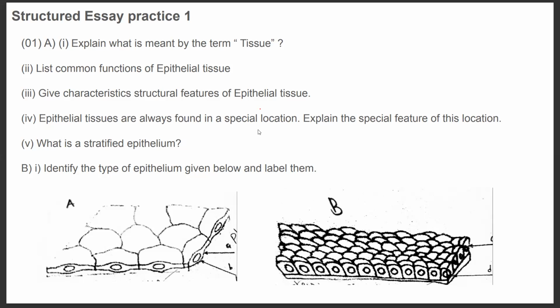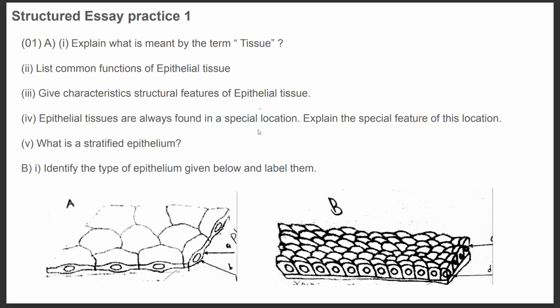Then give characteristic structural features of epithelial tissue. There were 7 points. Cells are placed on a basement membrane. Cells are closely packed. They do not have blood vessels. Cells have an apical surface which remains free, and a basal surface which is attached to the basement membrane, right? If you have written any 4 answers, give 4 marks.